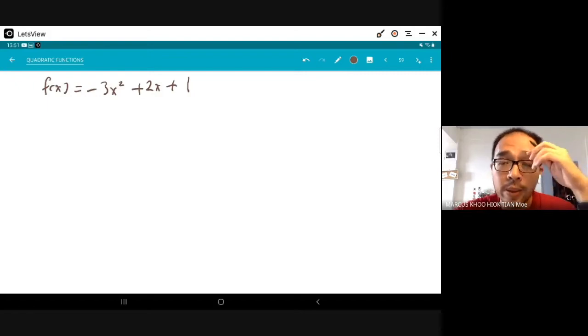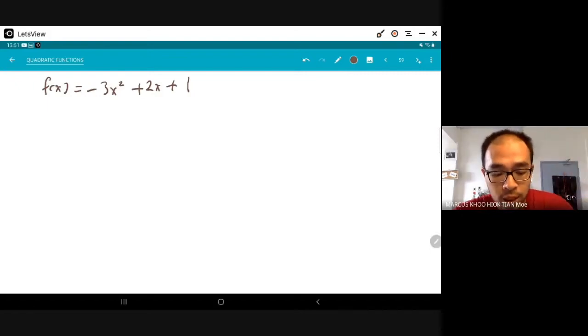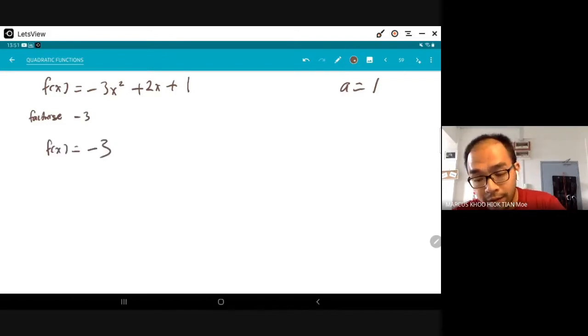The first thing we do when we complete the square is we have to make sure that a equals 1. You have no choice. You have to make a equals 1. Because of that, we have to factorize the negative 3 out. So we will get f(x) equals negative 3, and everything inside will be x squared minus 2 over 3 x minus 1 over 3.